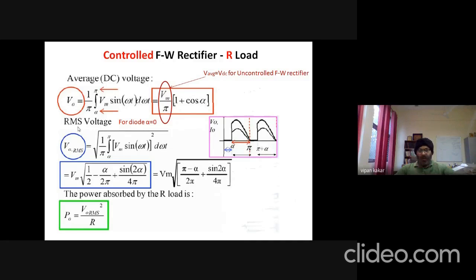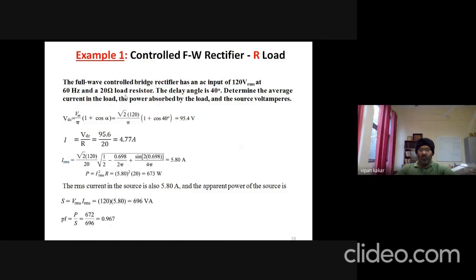Again, the RMS value is also the same: squaring it, then taking an average from alpha to pi, dividing it by the base pi, taking the square root, we have the RMS voltage. Dividing it by resistance, we have the RMS current. And then we can easily get the power value, V square RMS divided by R, or I square RMS multiplied by R. So very simple, similar to the half-wave rectifier. So this is one simple exercise you can do.